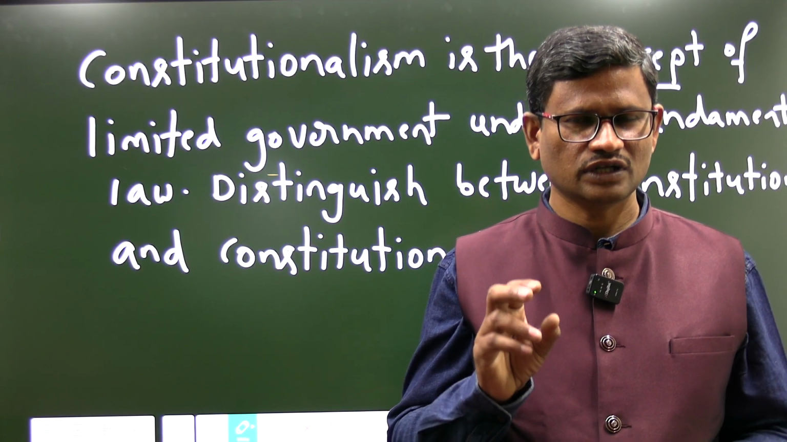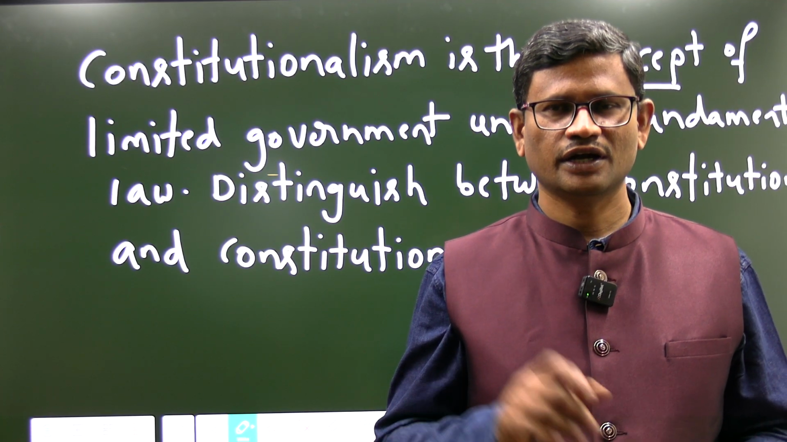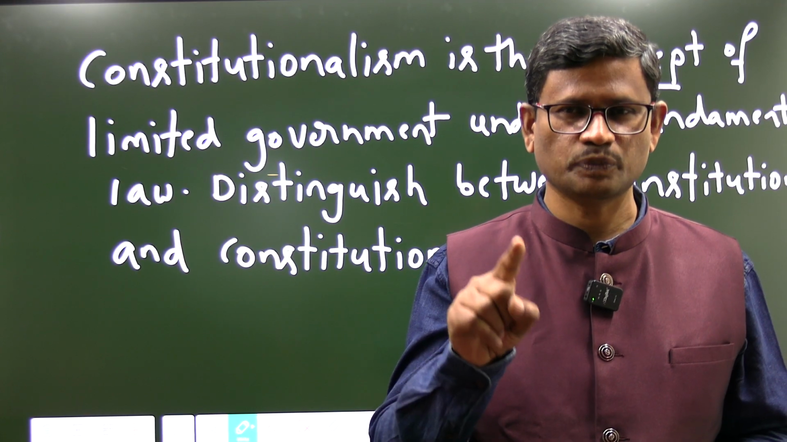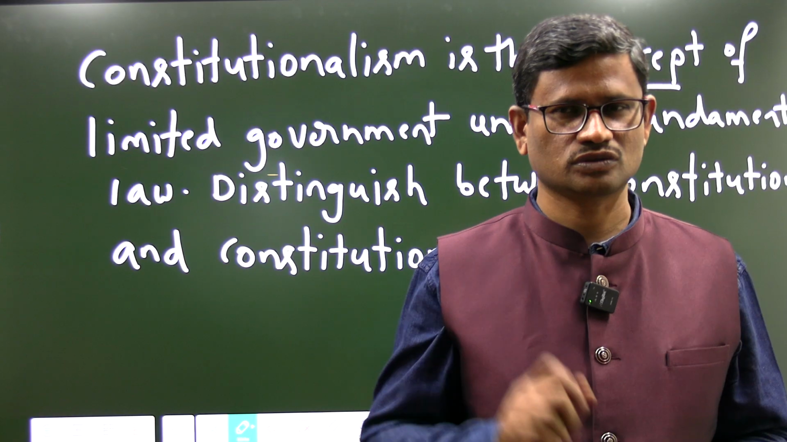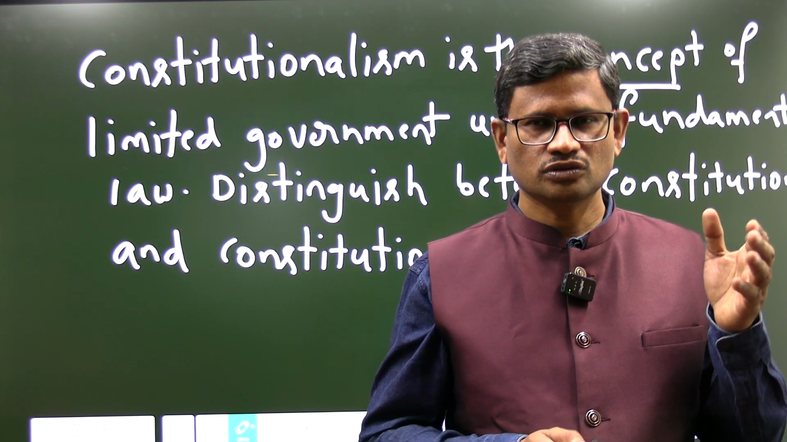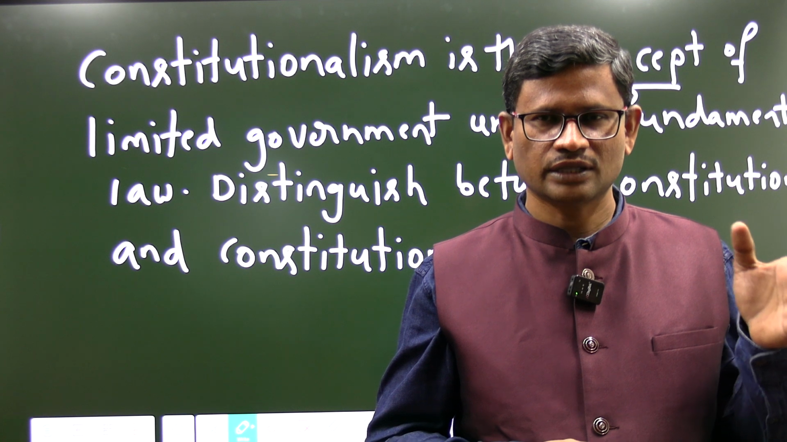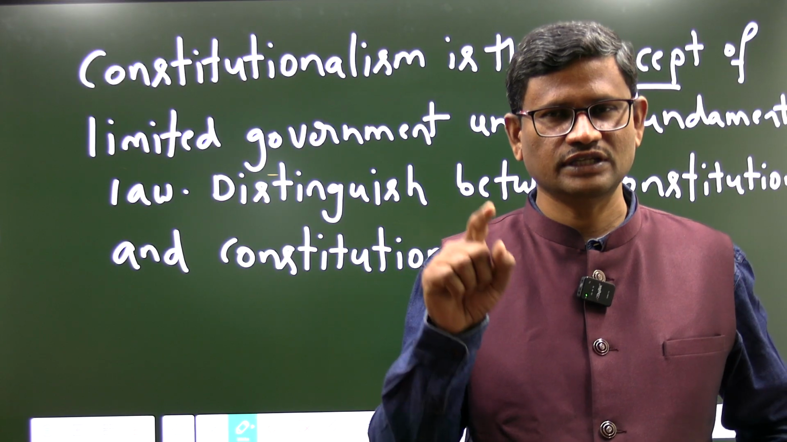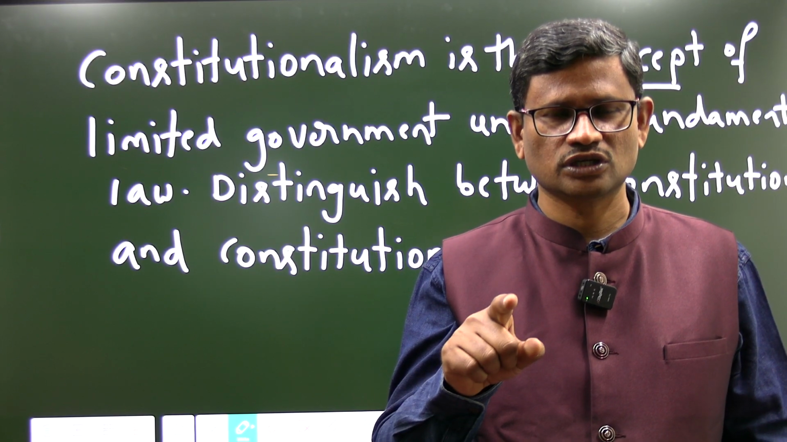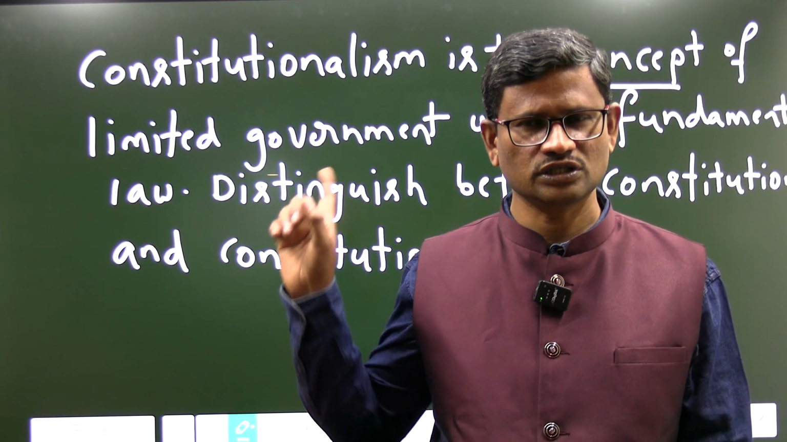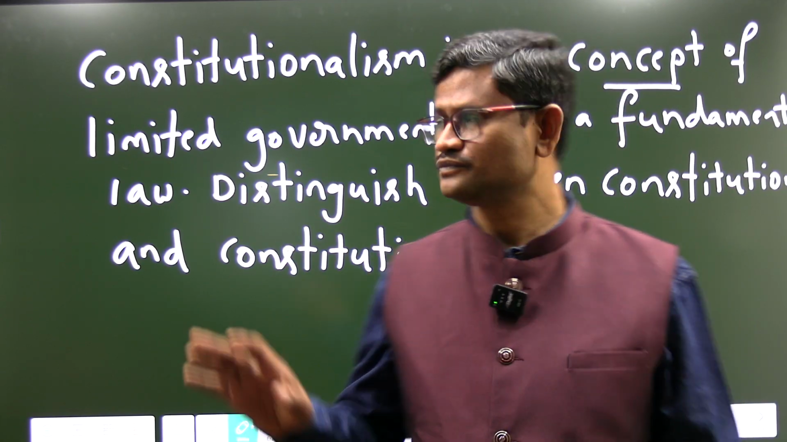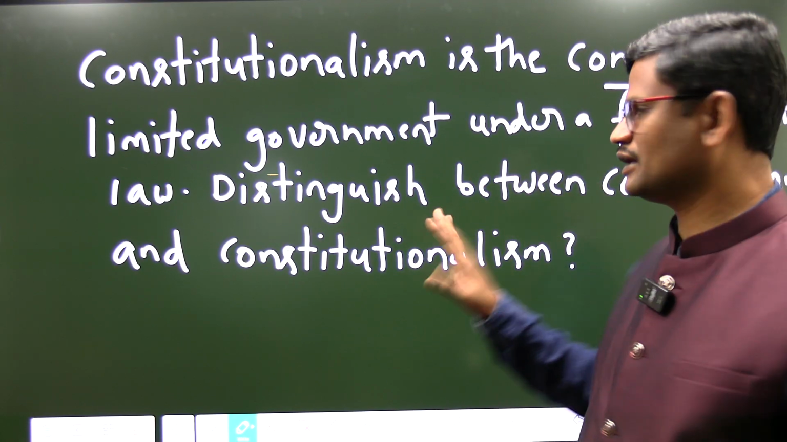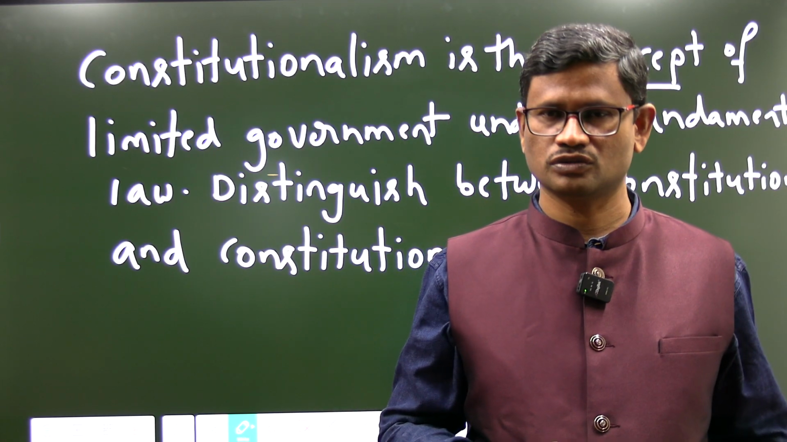So the powers of the three branches of the government are defined in the constitution. The three branches of the government can exercise only those powers which are conferred on them by the constitution. In other words, the constitution puts limitations on the powers of the three branches of the government. So it is the constitution which defines what powers the executive, legislature and judiciary should exercise. That's why in the question it was said, constitutionalism is the concept of government with limited powers under a fundamental law. Here fundamental law means constitution.